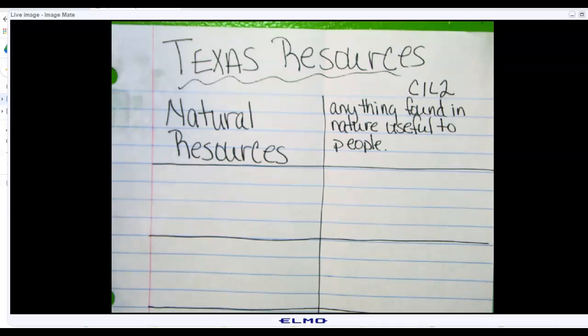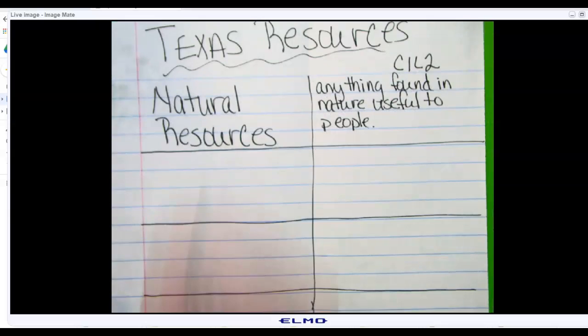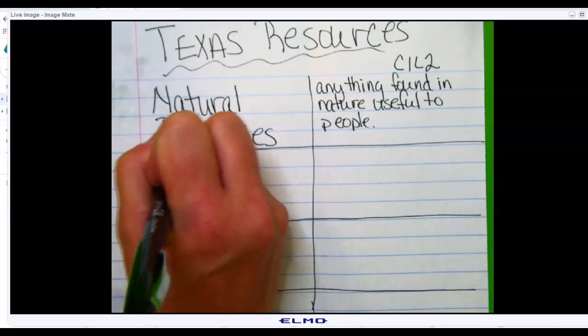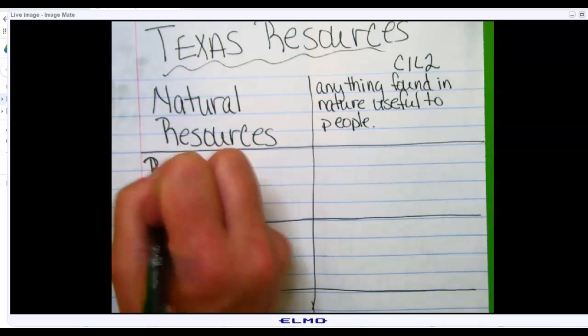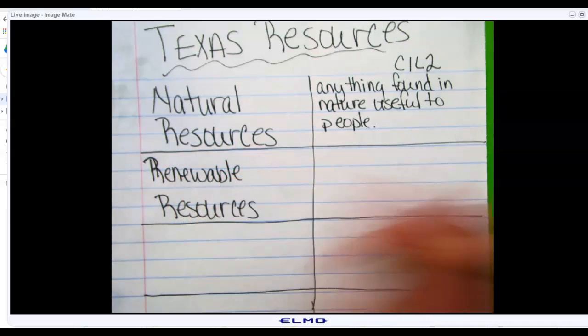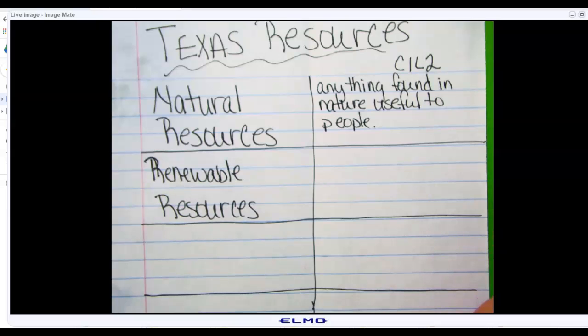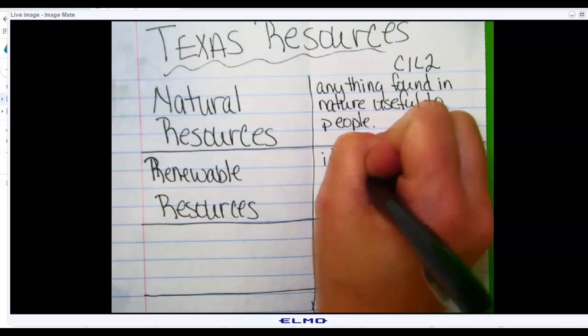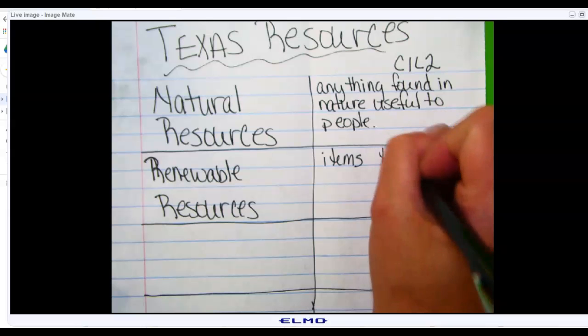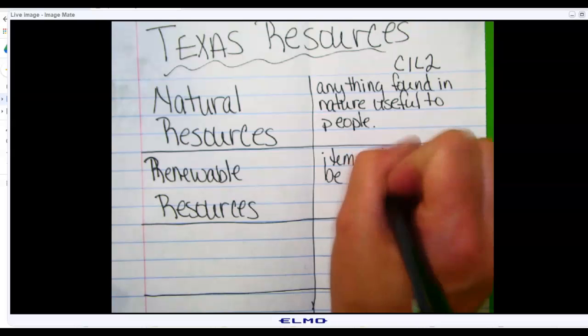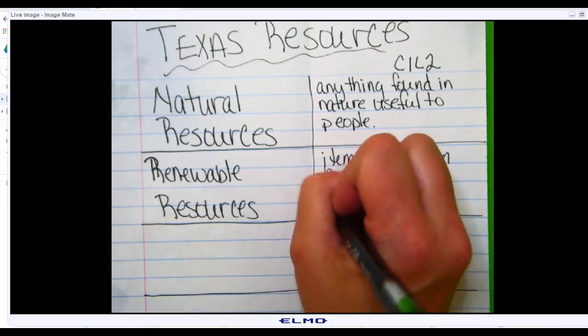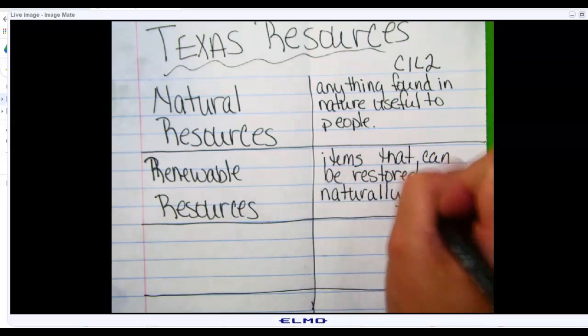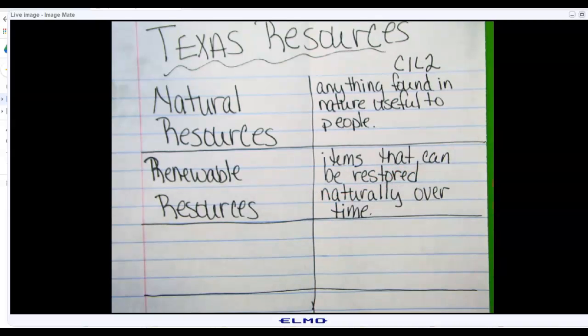All right, the next one is renewable resources. So we're going to write renewable resources. Renewable resources are things, items that can be restored naturally over time. Items that can be restored naturally over time.